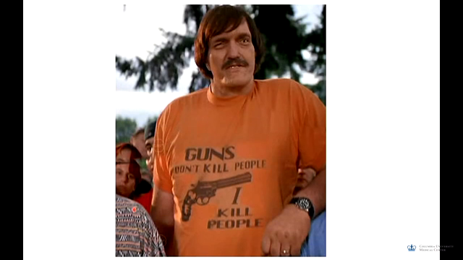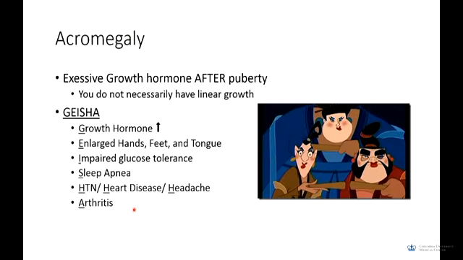Yeah, he has acromegaly. Acromegaly is when you have excessive growth hormone after puberty. So you don't actually grow in height, but you grow in other features that we can explain below. I have this mnemonic for you, GEISHA. I realize they're the concubines from Memoirs, but this is just something that helps me because they're large and in charge, and they have some coarse facial features. GEISHA, here are all the symptoms that you can find: heart problems, arthritis, sleep apnea, impaired glucose tolerance, and everything.